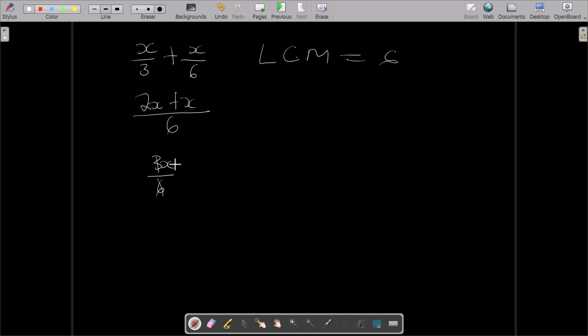Then we simplify the fraction, which is 3 over 6. We get nothing but 1 and 2. So our final answer is x over 2 here. Let us do another example.